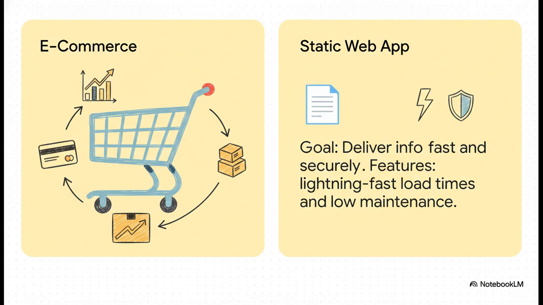So to really see what I mean, let's compare two totally different kinds of websites. On one hand, you've got e-commerce. The whole goal is to drive sales, right? So it needs really complex stuff like secure payments, user accounts, and a system to manage inventory. But on the other hand, you have something like a static web app, which is more like a digital brochure. Its only job is to get information to you fast. So it's built to be simple, super secure, and load in a blink. The big takeaway here? The business goal determines everything about the technology.